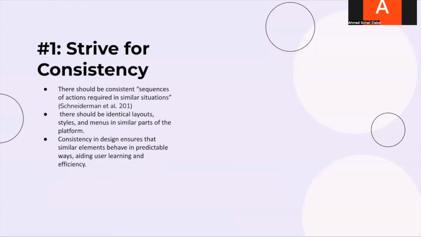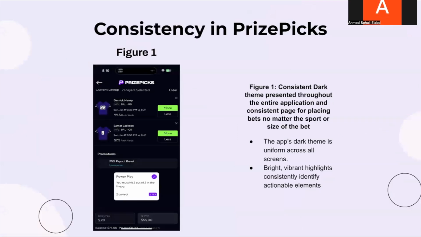Starting off with the principle of consistency, which refers to the idea that there should be consistent sequences of actions required in similar situations, as stated by Ben Shneiderman, or there should be identical layouts, styles, and menus in similar parts of the platform. Consistency in design ensures that similar elements behave in predictable ways, aiding user learning and efficiency. Moving on to how consistency is evident in the platform.